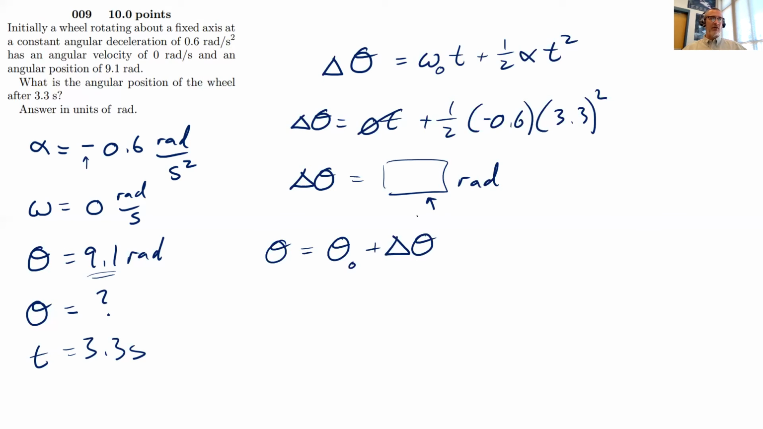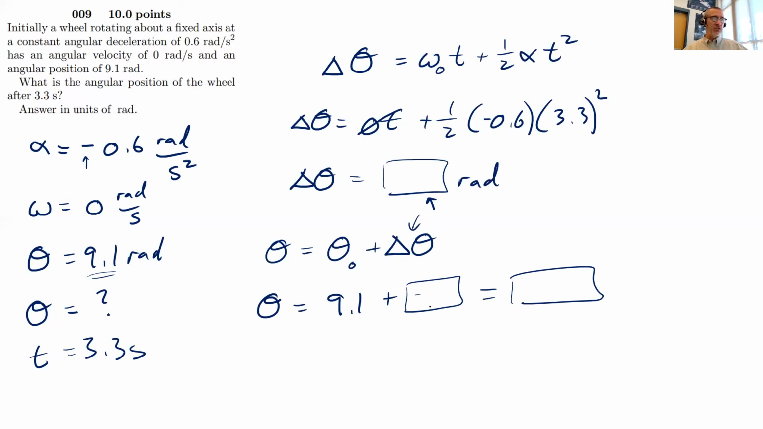And so I can actually plug that right in as a negative value. So my final angular position is going to be 9.1 plus this negative value. So this is going to be a negative value in here. And so that's going to give me my final angular position.